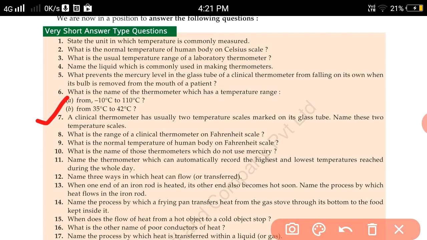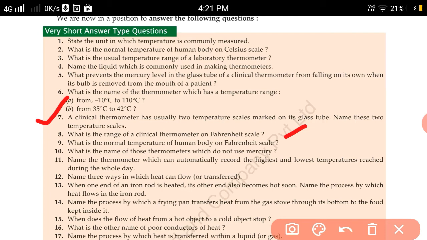What is the range of clinical thermometer on Fahrenheit scale? It is from 94 degrees Fahrenheit to 108 degrees Fahrenheit. What is the normal temperature of human body on Fahrenheit scale? It is 98.4 degrees Fahrenheit.